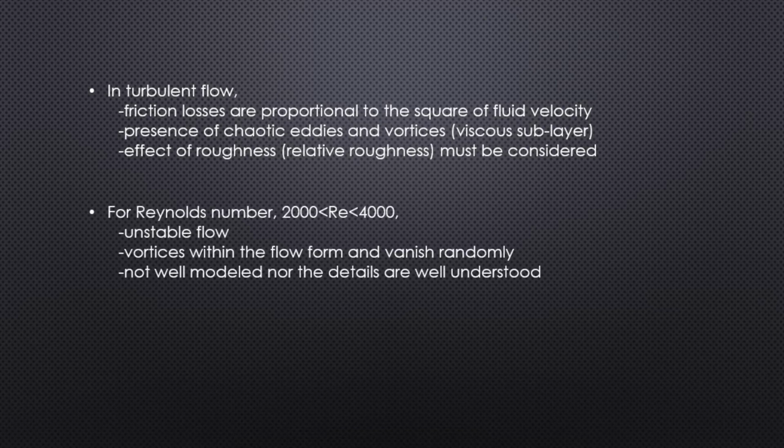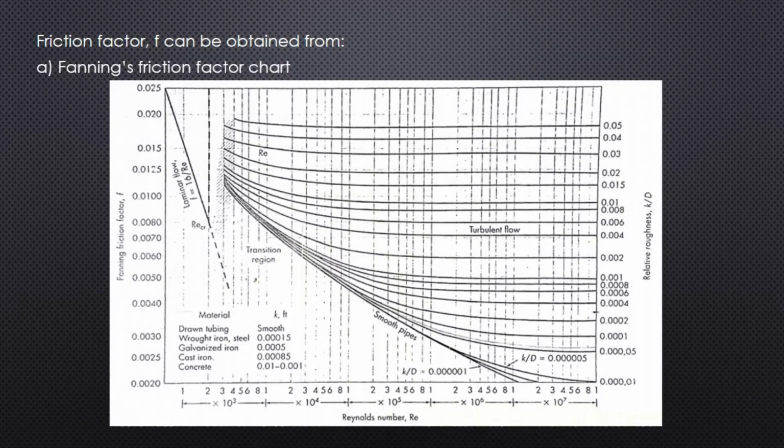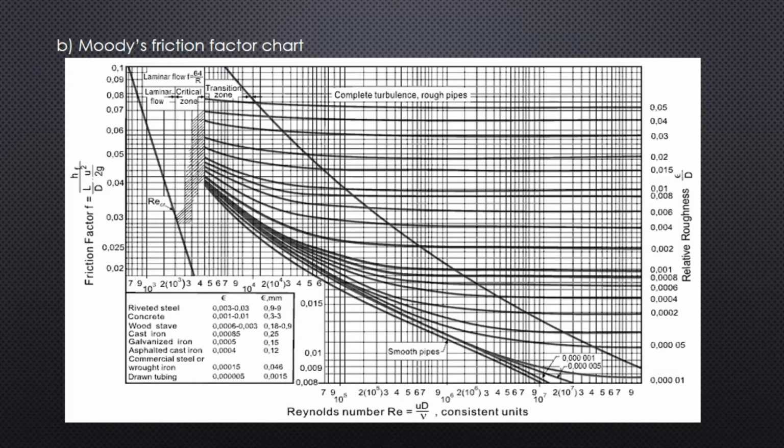For transition flow, where the Reynolds number is between 2000 and 4000, the fluid flow is unstable and varies with time as vortices within the flow form and vanish randomly. The friction loss in this transition type of fluid flow is not well modeled and not well understood. Friction factor based on relative roughness and Reynolds number can be obtained from Fanning's friction factor chart or Moody's friction factor chart.